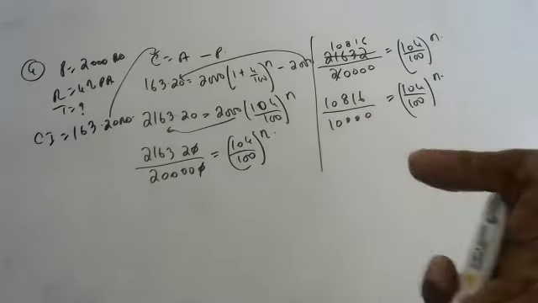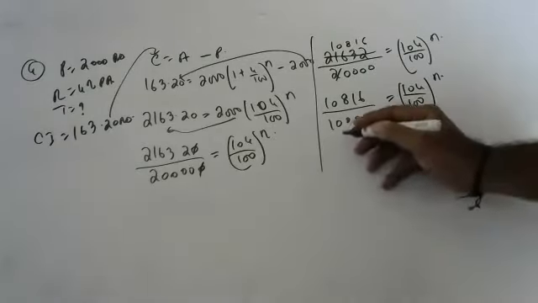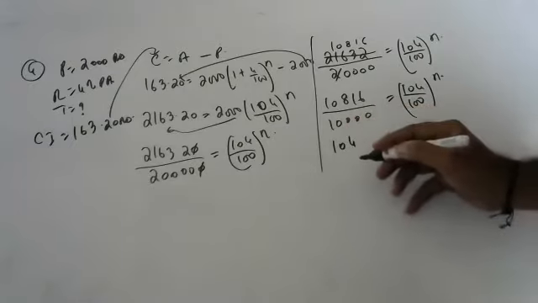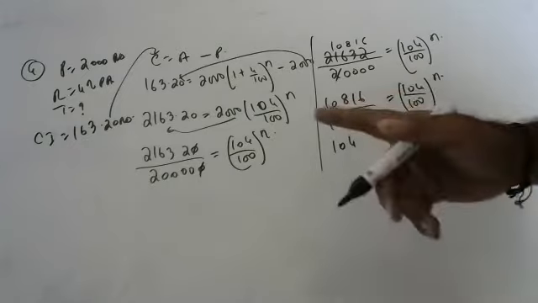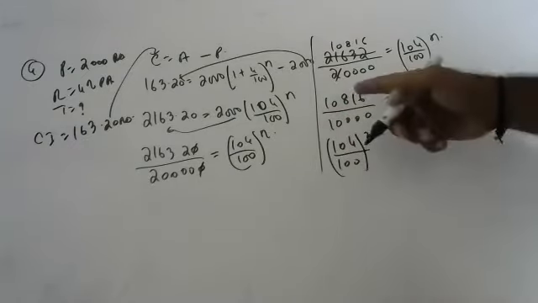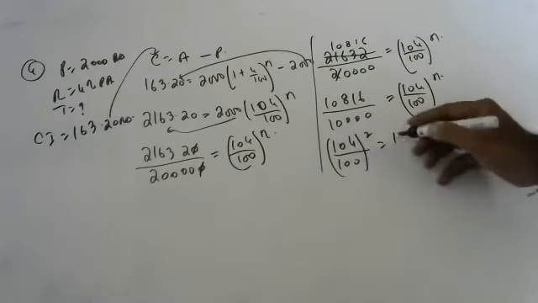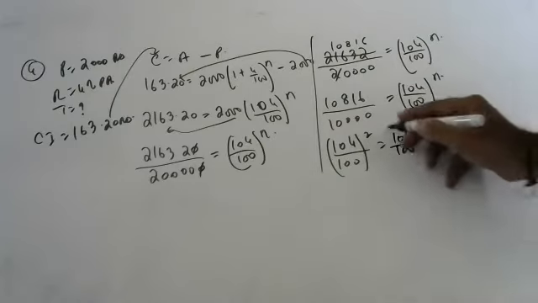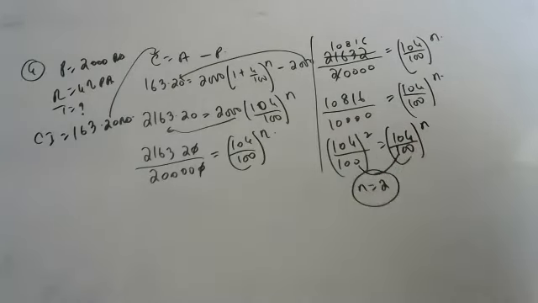Who is talking now? Sir, root of 10816 is 104, and that is 100. 104 into 104 is 104 whole square, by 100 whole square is 10,000, is equal to 104 by 100 whole to the power of n. When bases are same, what can be compared? n is equal to 2 years.